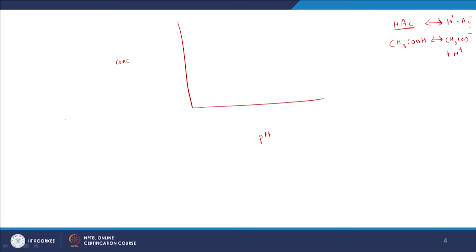So, I want to draw this figure here and look at the conclusions that we drew in the previous slide. Here I am going to have the generic figure. This is HAC, and this is going to be AC minus, or the acetate ion, and the value at which both HAC and AC minus are in equal concentrations is going to be the pKa value, which as we just mentioned was 4.7, I believe.